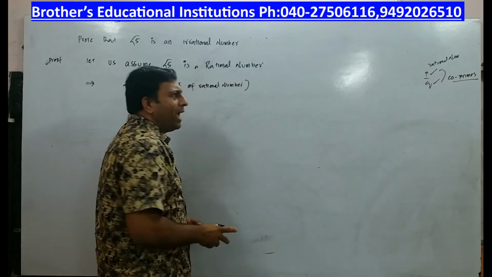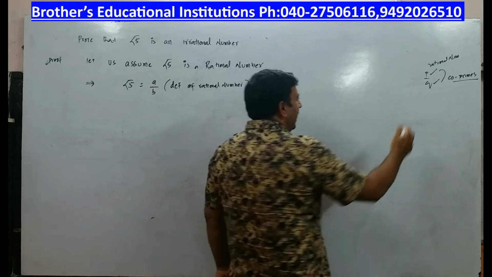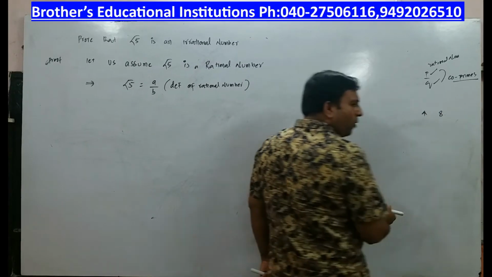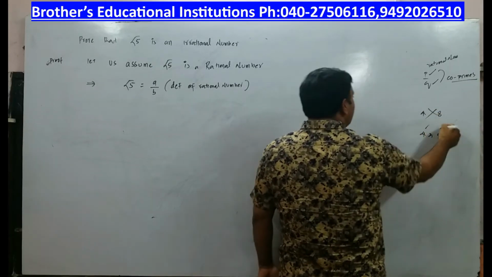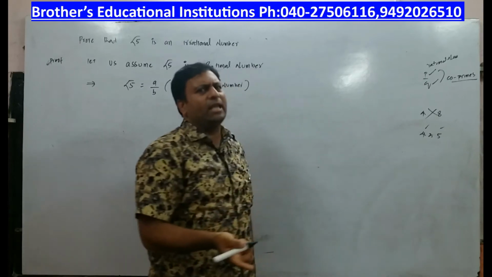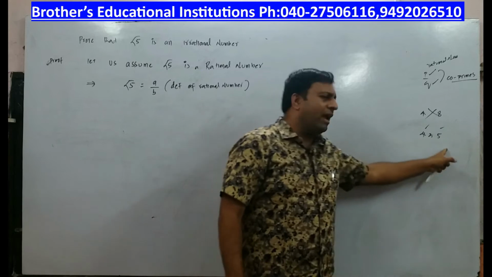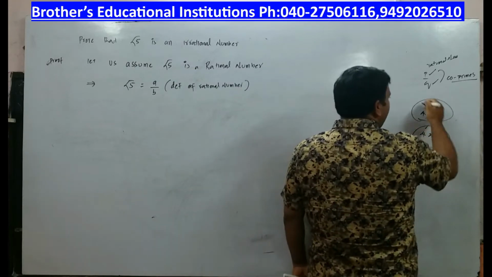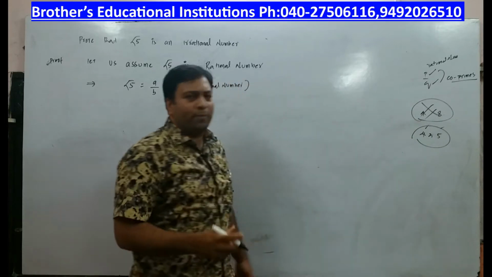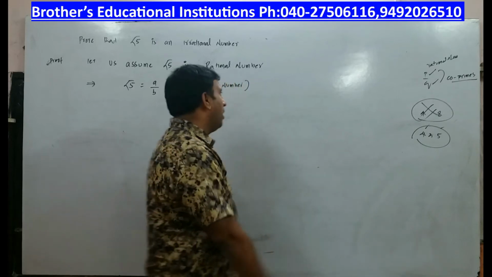What do I mean by co-primes? Co-prime means having no element in common. Can I say 4 and 8 are co-primes? No, they are not co-primes. Can I say 4 and 5 are co-primes? Yes, because 4 and 5 have nothing in common. Don't say that one is common; we don't consider one there. So 4 and 5 are co-primes, whereas 4 and 8 are not. Co-prime means they don't have a common factor. That is the meaning of co-primes.